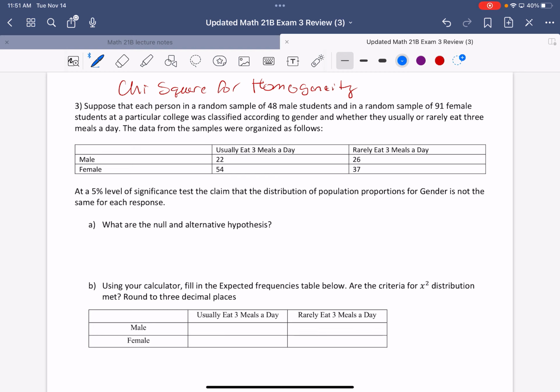I can't really decide if it was chi-square for independence or this one. It says multiple populations, so does that mean more than 3 or 2? Two or more. Correct. Two or more populations. So, if you're trying to identify what type it is, something pretty telltale for homogeneity is that the population proportions are not the same for each response.